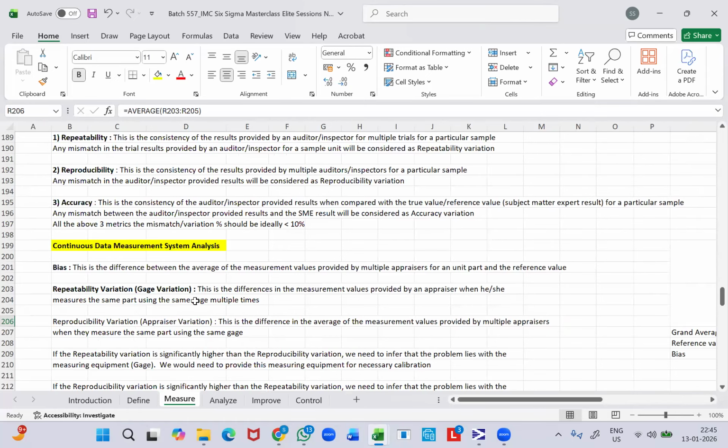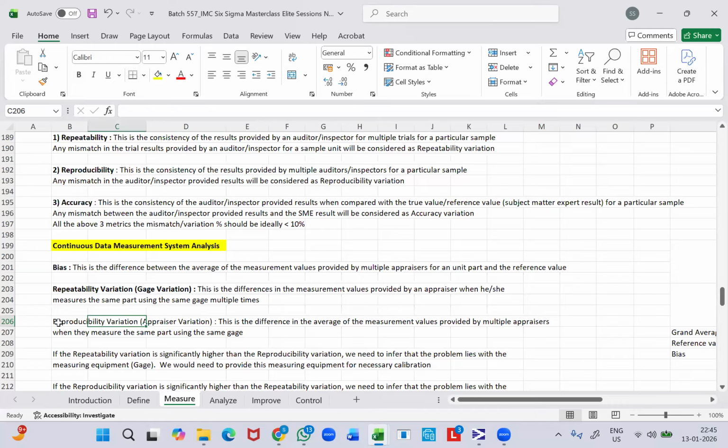So repeatability variation, or the gauge variation, is similar to the repeatability that we saw as part of the discrete data measurement system analysis, wherein we would be comparing the trial results provided by an auditor. Similarly, the repeatability variation, which is also referred to as the gauge variation or the measuring equipment variation, is the differences in the measurement values provided by an appraiser when he or she measures the same part using the same gauge multiple times.